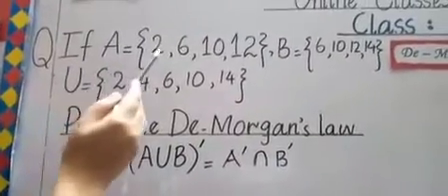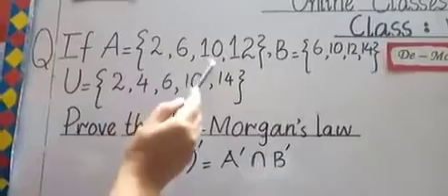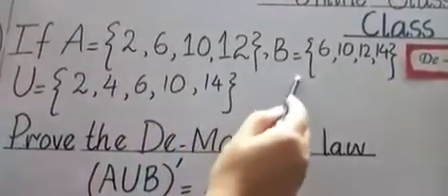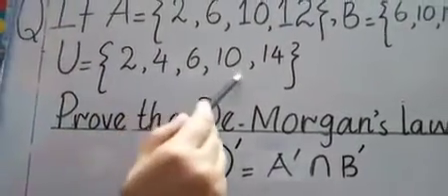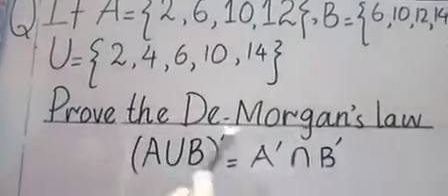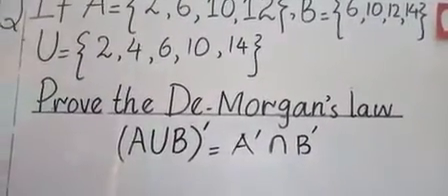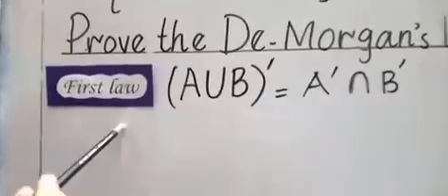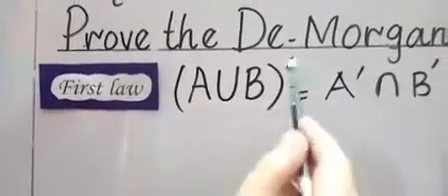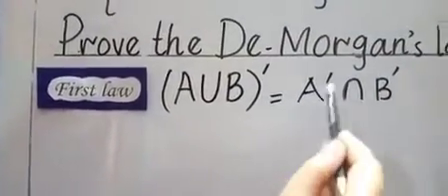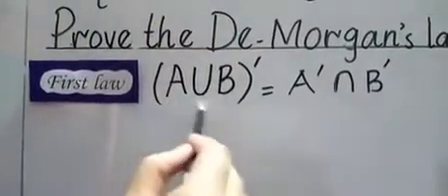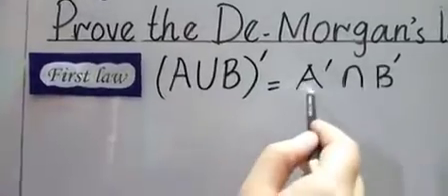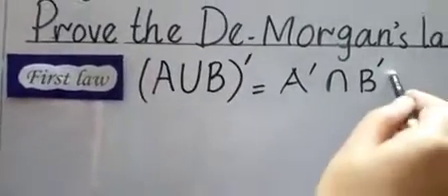If set A values are 2, 6, 10, 12 and set B values are 6, 10, 12, 14 and in set U 2, 4, 6, 10, 14. Prove the De Morgan's law. First law, A union B whole complement equals A complement intersection B complement.